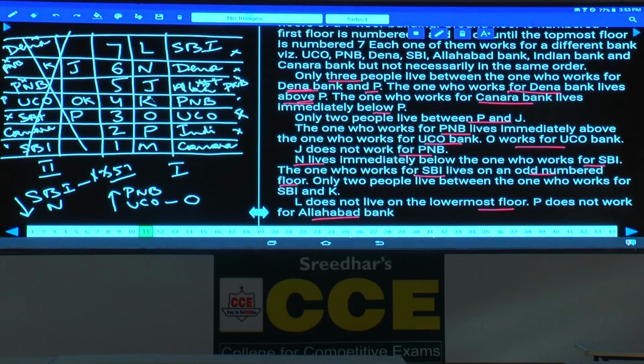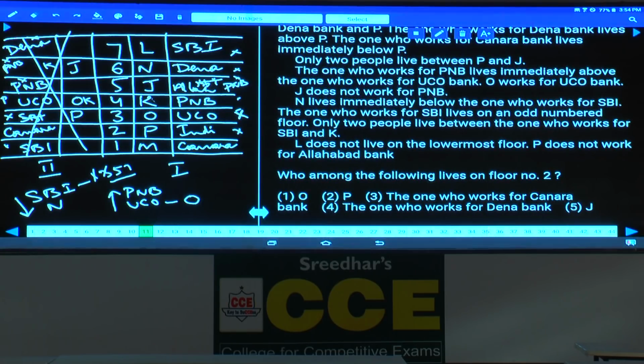Clear now? This is how these 7 persons are staying on 7 different floors of a building and they are working in different banks. Then, question number 11. Now, in this question number 11, who among the following lives on floor number 2? Tell me who is the person living on floor number 2? P. P, that is given choice to 11th one.